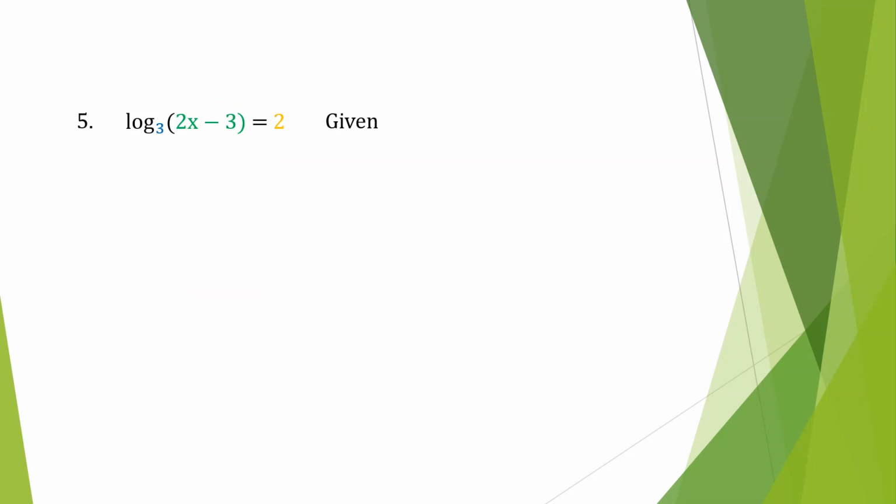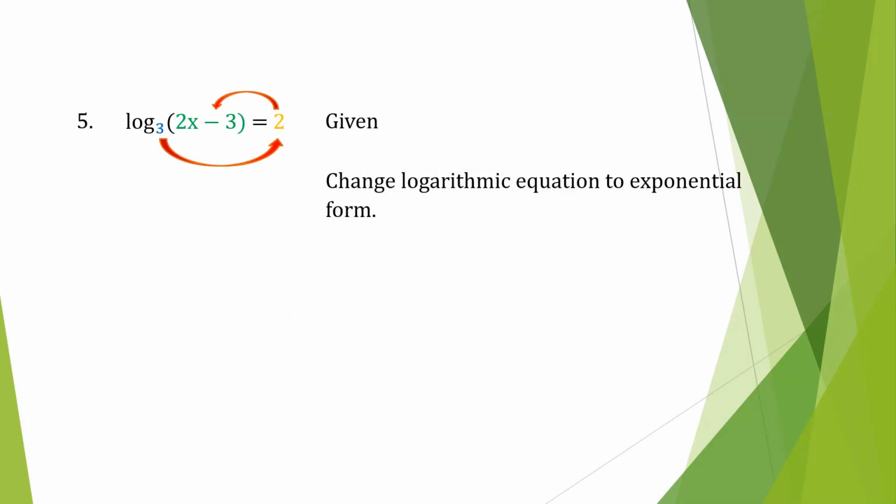Number 5, logarithm base 3 of 2x minus 3 is equal to 2. Change logarithmic equation to exponential form. 3 squared is equal to 2x minus 3. We know that 3 squared or 3 raised to 2 is equal to 9. So we have to replace 3 squared with 9. 9 is equal to 2x minus 3.